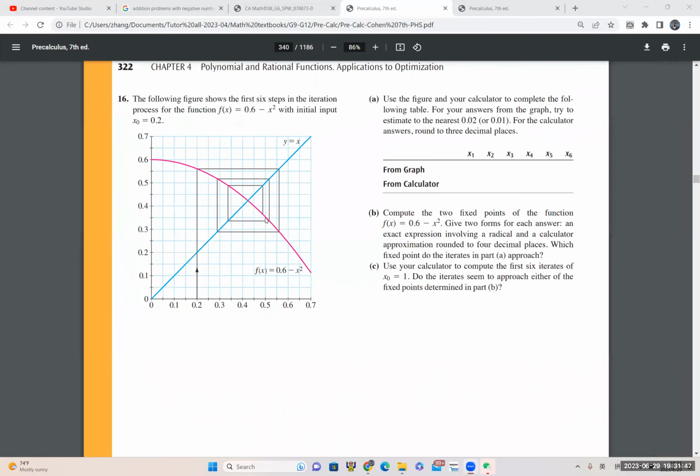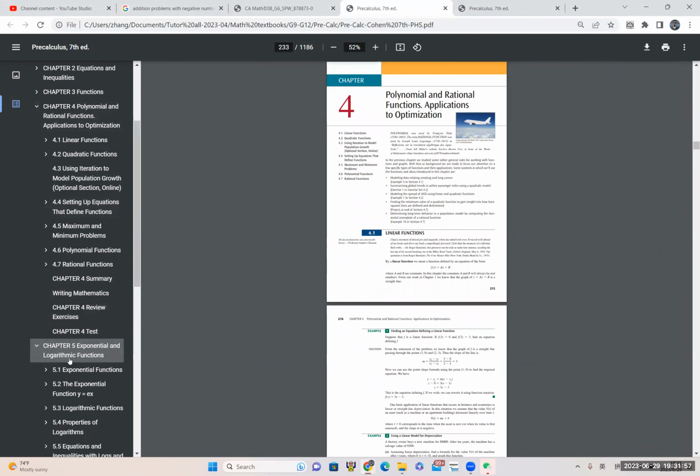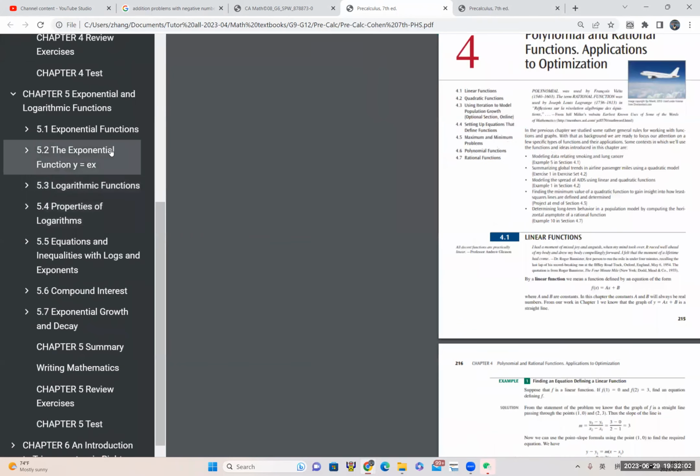Now let's go to chapter 5. Say the contents first. Exponent function. Logarithm function, property of logarithm. Equation and inequality. Compound interest. So just one section for exponential function, as you guys already learned it in algebra 1 and 2, right?